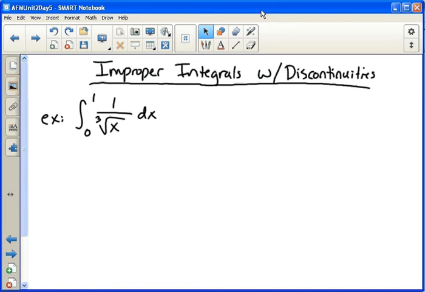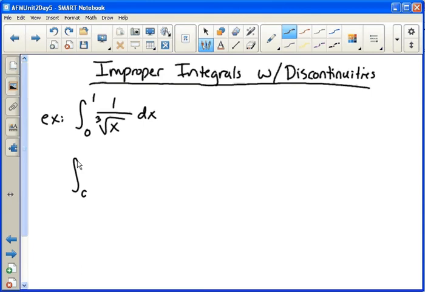So for this first example, we've got the integral from 0 to 1 of 1 over the cube root of x dx. Now, if you notice, we would have a discontinuity at 0 because that would create a 0 in the denominator and we can't divide by 0. So, we have a discontinuity at 0 and we're going to do something very similar to what we did with the infinities. We're going to replace that 0 with an a, and we're going to do the limit as a approaches 0 from the right. So we do have to do a one-sided limit for these.